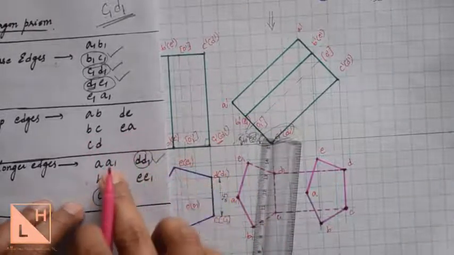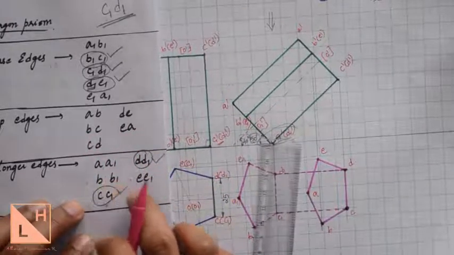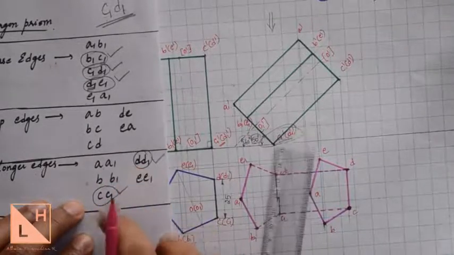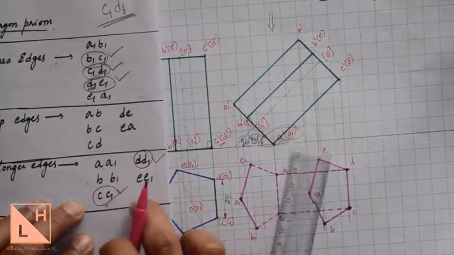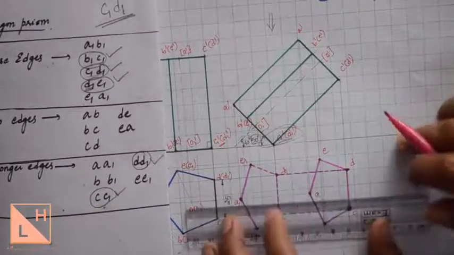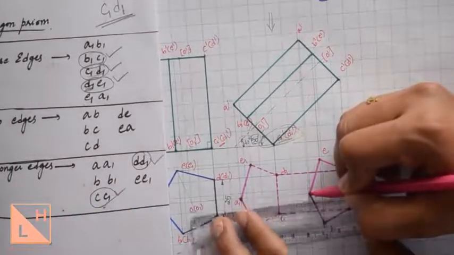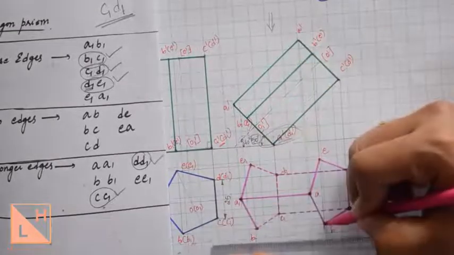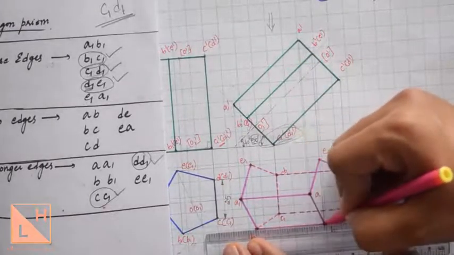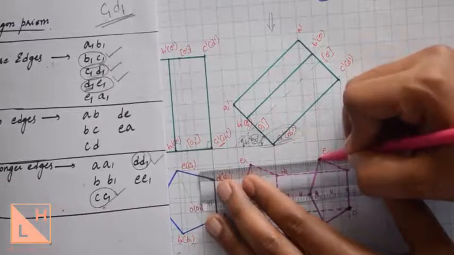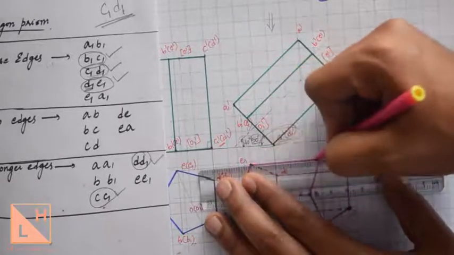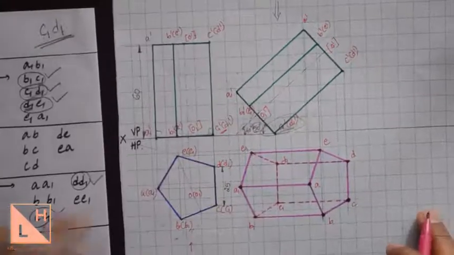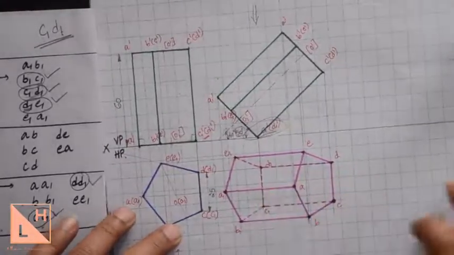Now we'll go for the longer edges. AA1, BB1, EE1 are to be connected. We have already connected CC1 and DD1. So find AA1, BB1, EE1 and join them with a dark line. So here we have A and A1. Join it with a visible edge. B to B1 and E to E1. That completes the second position. Very clearly defined hidden edges and the visible edges.